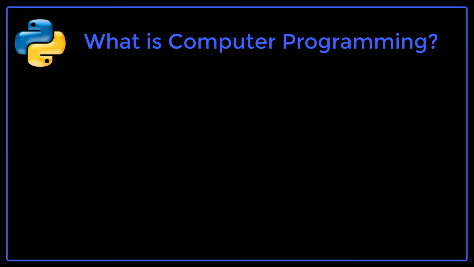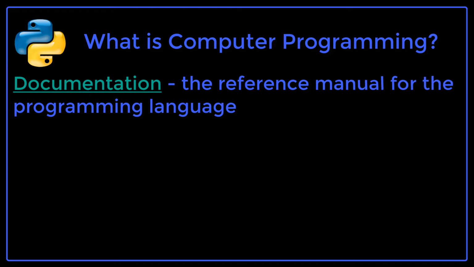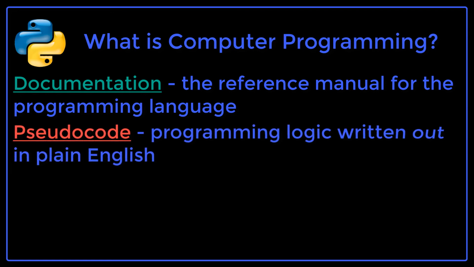Here are some basic terms associated with programming. Documentation is the reference manual for the language. It allows us to see all of the things that the programming language gives us built-in access to. Pseudocode is programming logic written out in plain English. It allows us to plan out our code before we write it.